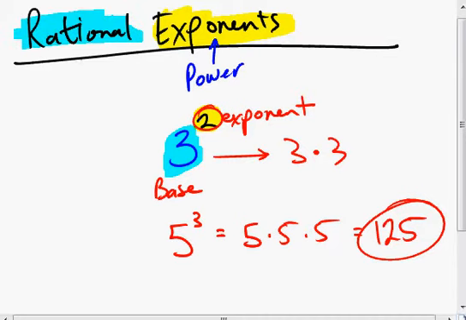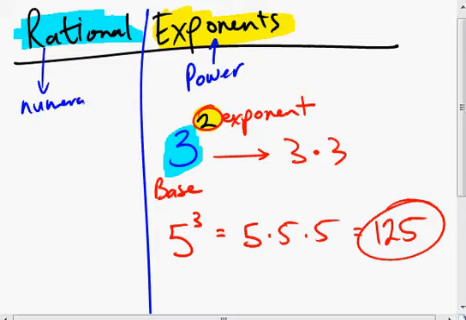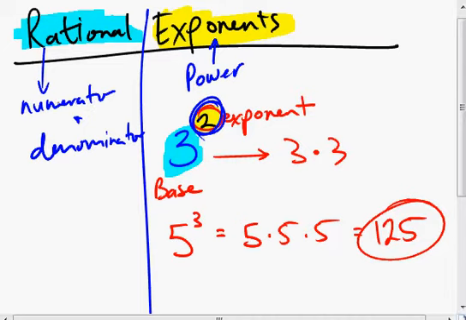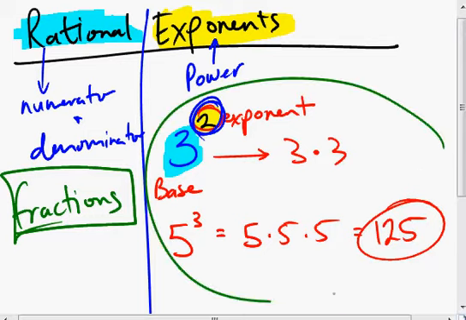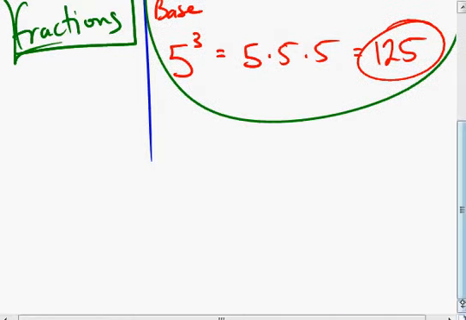Rational means it has something with a numerator and a denominator. So what we're talking about here are exponents, these things, that the exponent itself has a numerator and a denominator. Or you could say exponents that are fractions. Okay? I think you guys know what this means. Let's talk about what the heck this means.